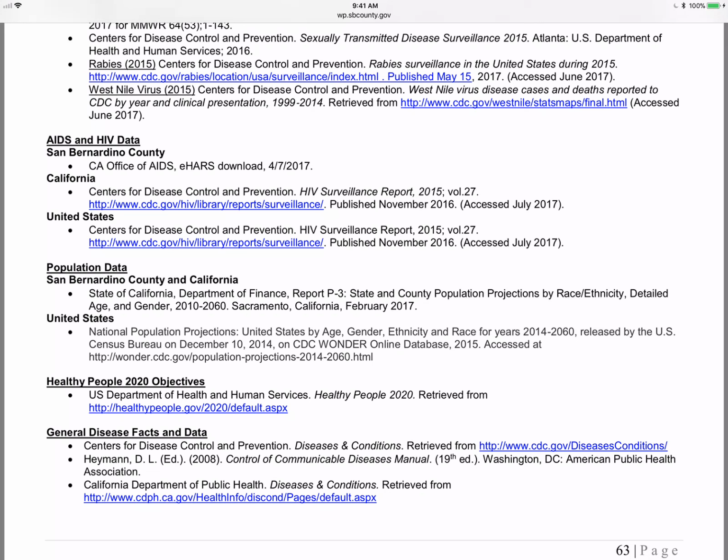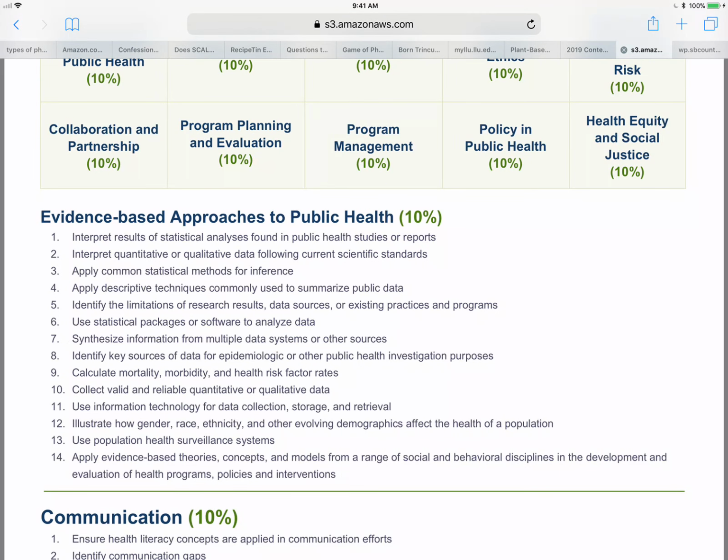The Healthy People 2020 objectives came from the healthypeople.gov website, and there are also the general disease facts and data that were listed on each of those pages. So think of all of the different places that information comes from, so that if I go back to here, number 7 says synthesize information from multiple data systems or other sources. That kind of a report really has to pull information from so many different places.